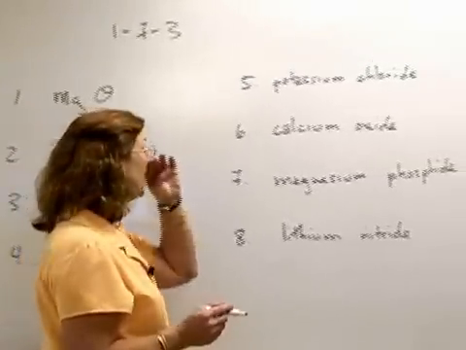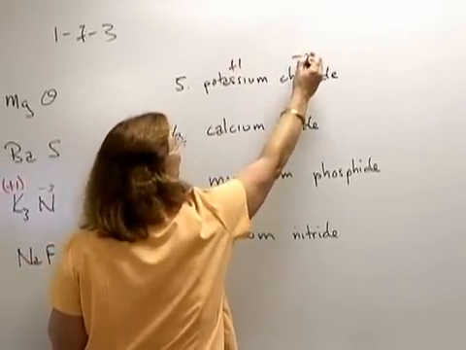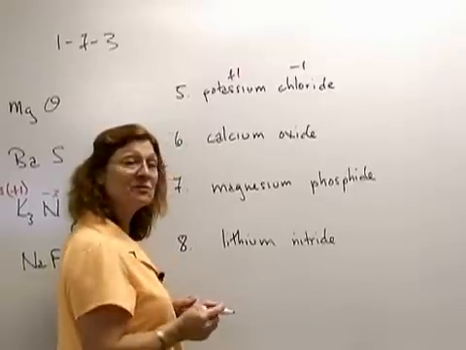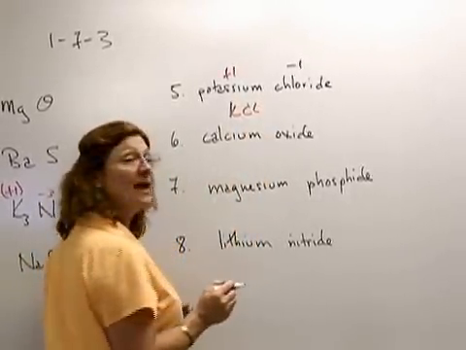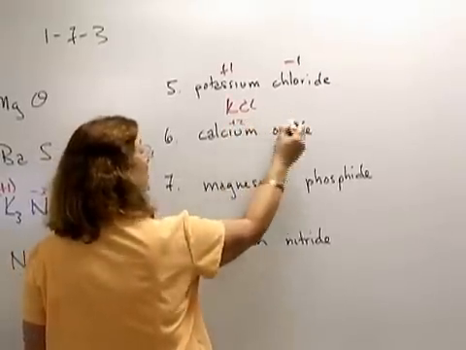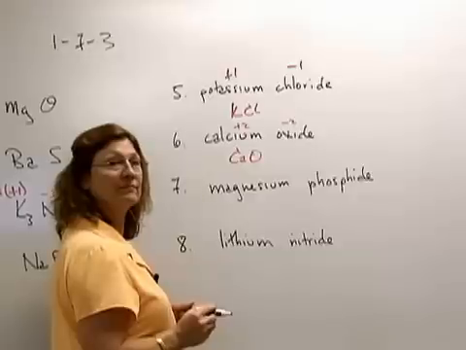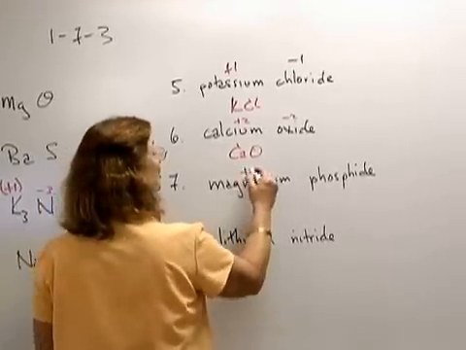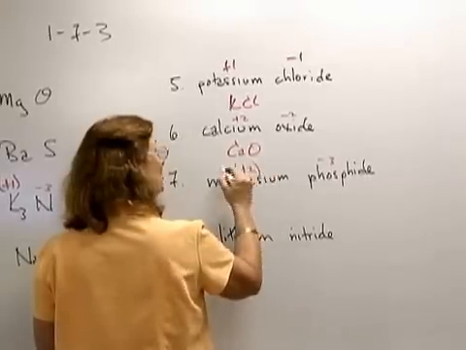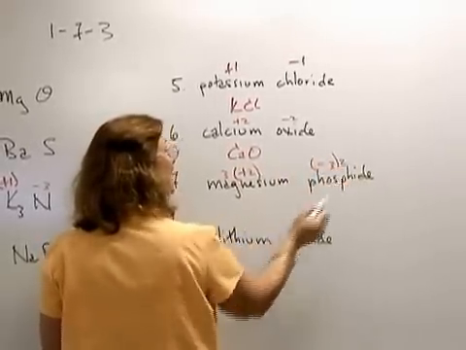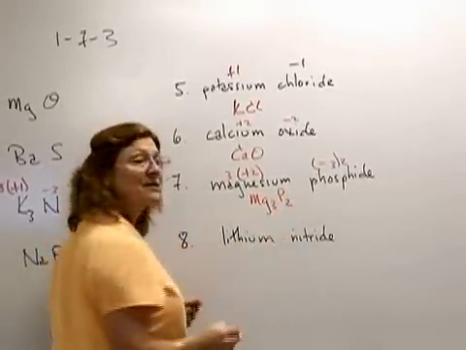Now number 5, a good habit to do is to write the charge above the element. Potassium is +1 and chlorine is -1, so it's just KCl. Calcium is +2, oxygen is -2, so it's just CaO. Magnesium is +2. Phosphide is -3. So the common multiple here is 6. So I have to multiply the magnesium by 3 and the phosphorus by 2.